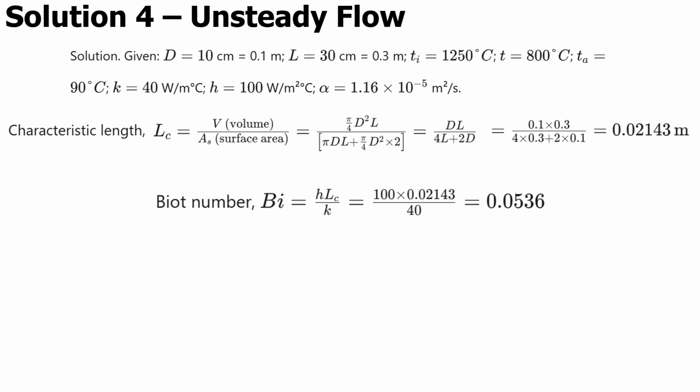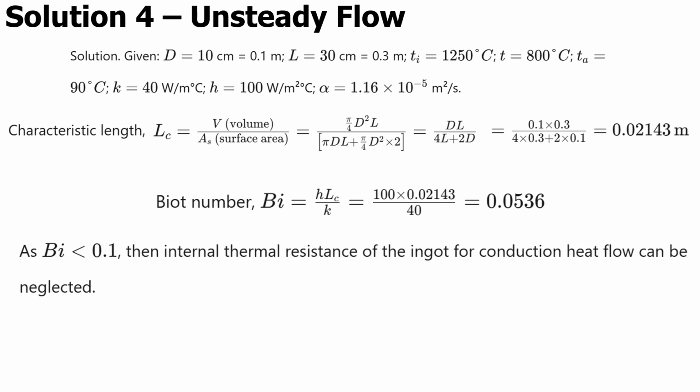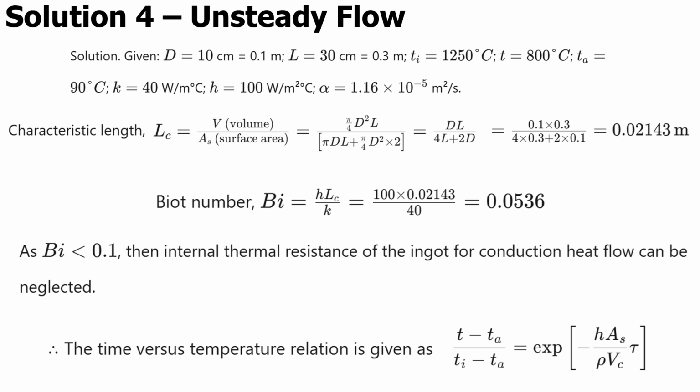0.0536. Since the Biot number is less than 0.1, we can confidently neglect the internal thermal resistance of the ingot for conduction heat flow. This allows us to use the lumped capacitance method, which simplifies our analysis significantly. Now, the time versus temperature relation for the lumped capacitance method is given as shown on the screen.